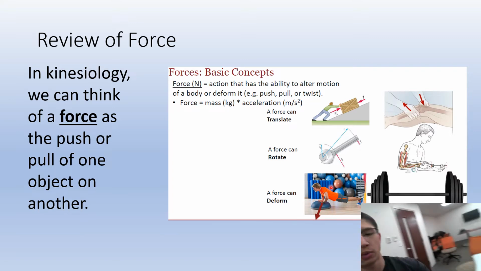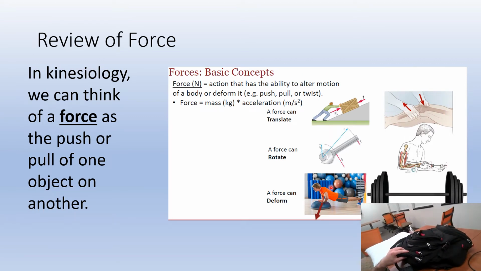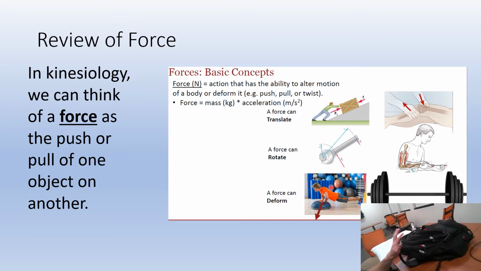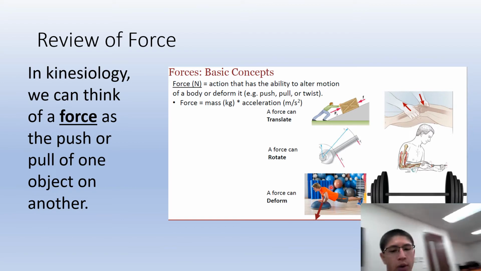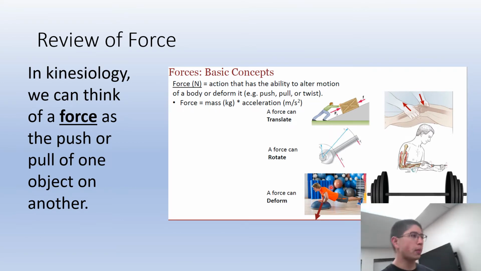I think the easiest one for people to grasp is translation. So for example, here I have my backpack sitting on a table, and if I push on it or apply a force to it, the backpack's going to move, and it's just sliding in a straight line. So in this case, it's moving in a straight line, so it's just translation.